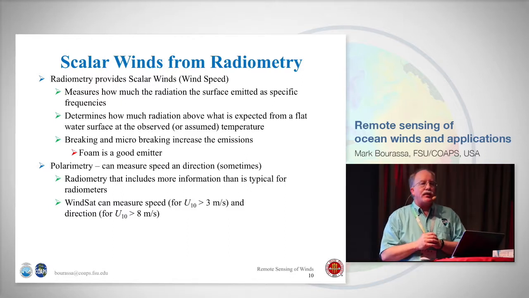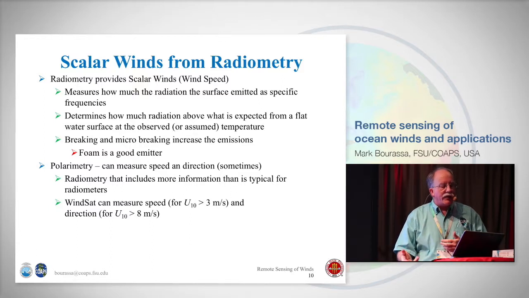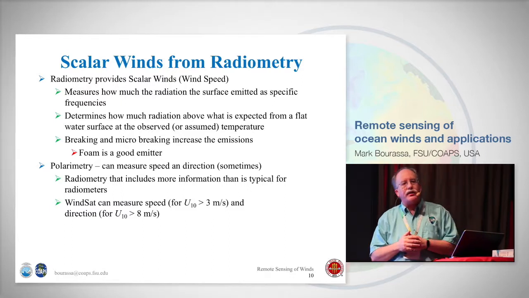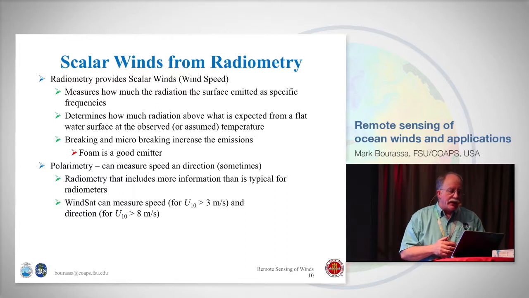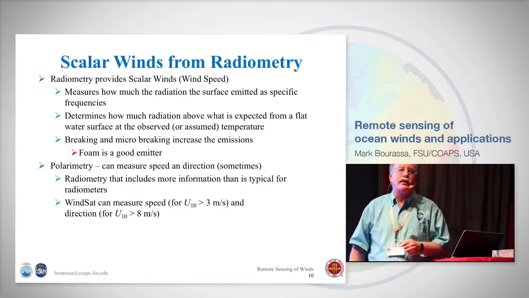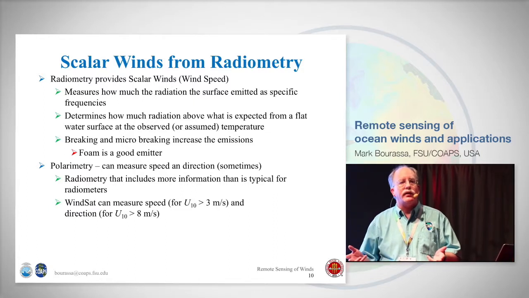There is a special type of radiometry called polarimetry, where it measures more characteristics of the surface emissions. And you can actually get a direction from that. The directions, though, are only accurate down to about 8 meters per second. How much of the winds over the oceans are below 8 meters per second?